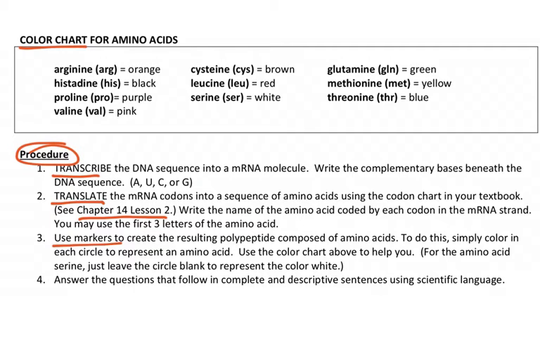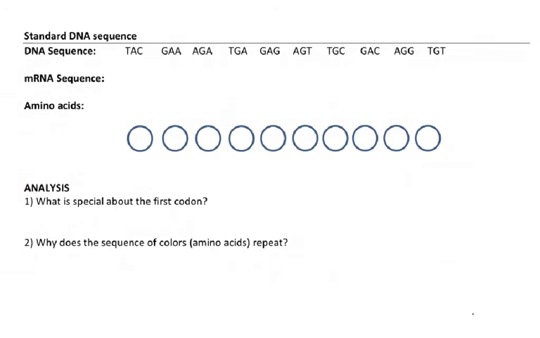Use markers to create the resulting polypeptide composed of amino acids. To do this, simply color in each circle to represent an amino acid. Use the color chart above to help you. For the amino acid serine, just leave the circle blank to represent the color white. Answer the questions that follow in complete and descriptive sentences using scientific language.